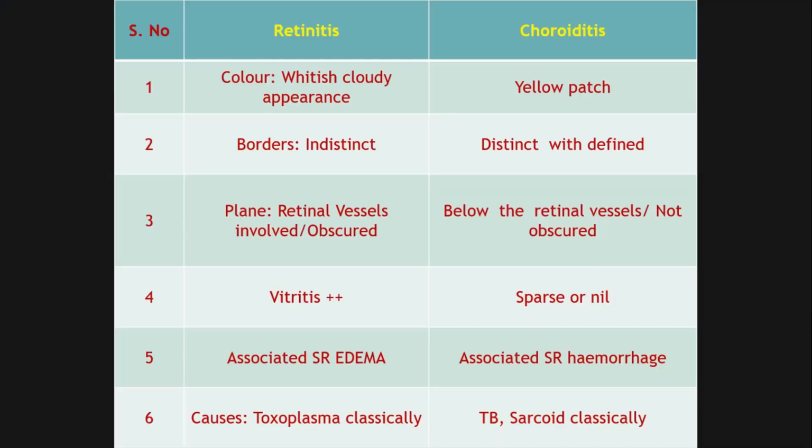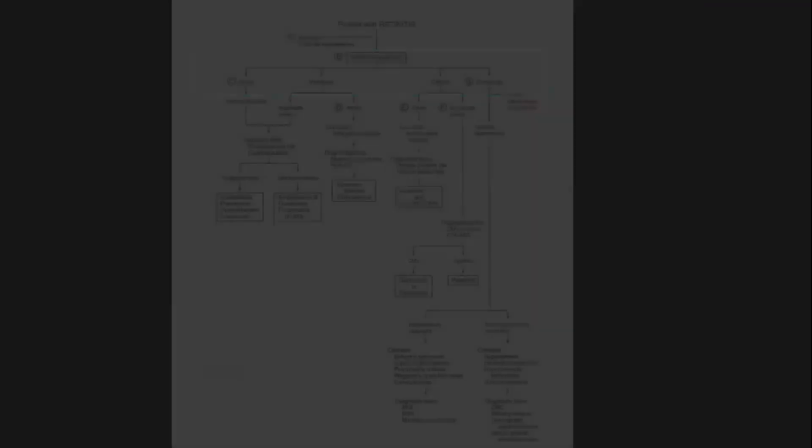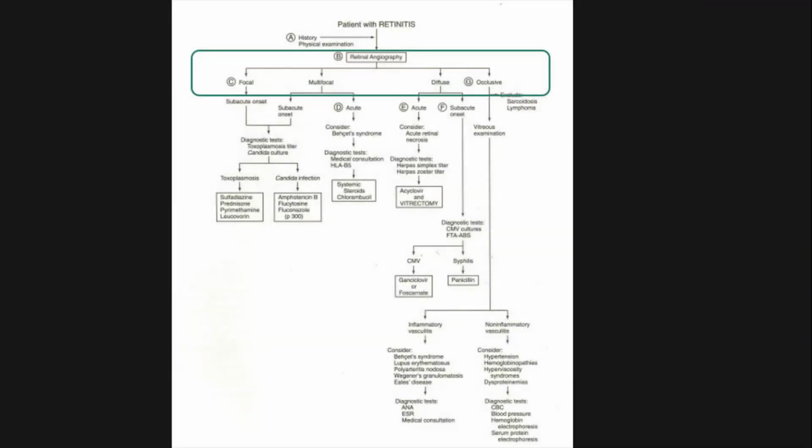So most of us should know the difference between retinitis and choroiditis. So, starting from color, border of the lesion, plane of the lesion, whether the vessel is going above or below, whether there is a lot of vitritis or not, whether there is an associated subretinal edema, and what are the causes. So, please be pretty clear. Are we dealing with a predominant retinitis or a predominant choroiditis or a combo where one is more common than the other? Okay.